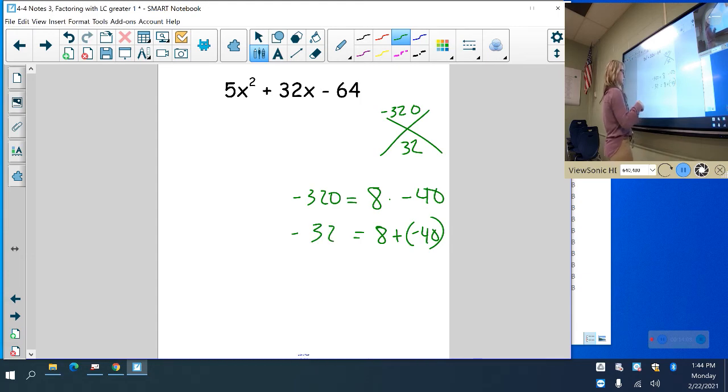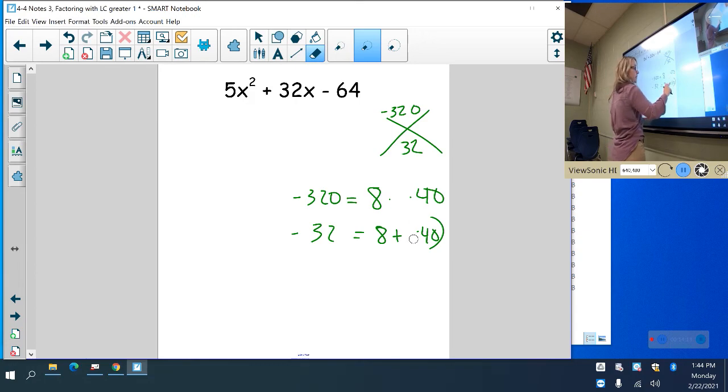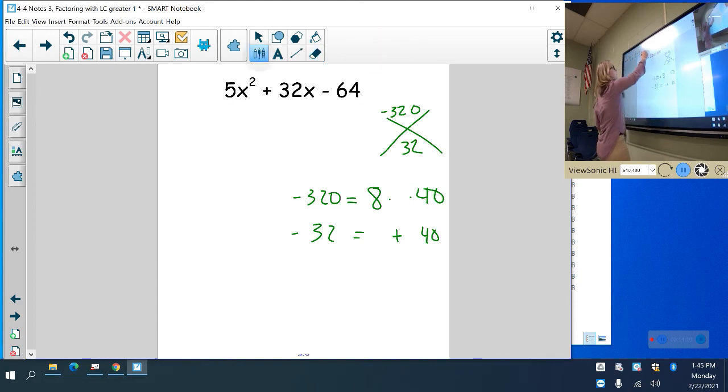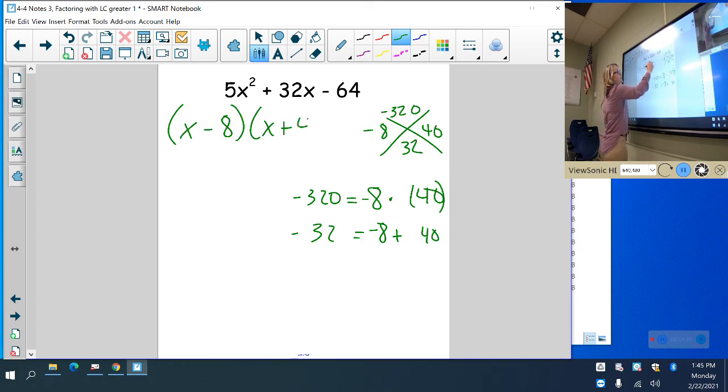Oh, I want a positive 32. So I have to just flip my signs. And if you do that, that's okay. If you make a mistake like I did, just change it. That's why we check it. So I want a negative 8 here and a positive 40. So they are negative 8 and positive 40 because I want a positive 32. So I'm going to put them in here: x minus 8, x plus 40.